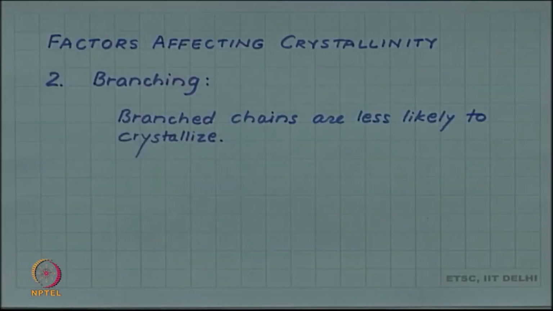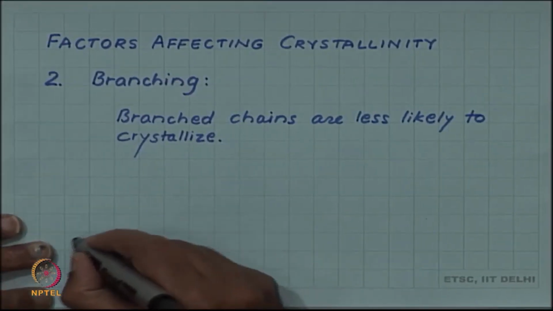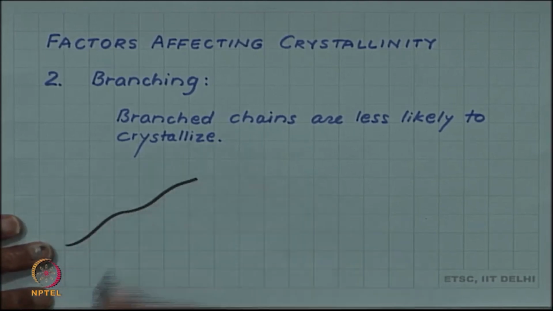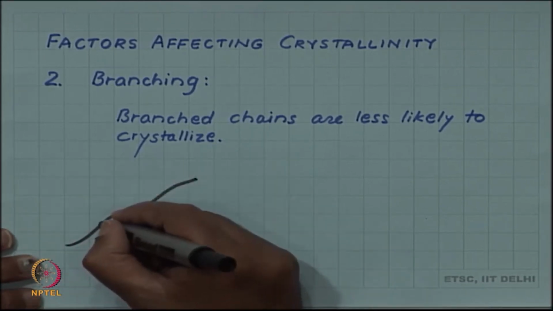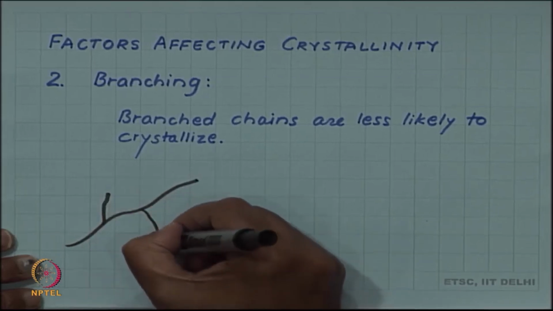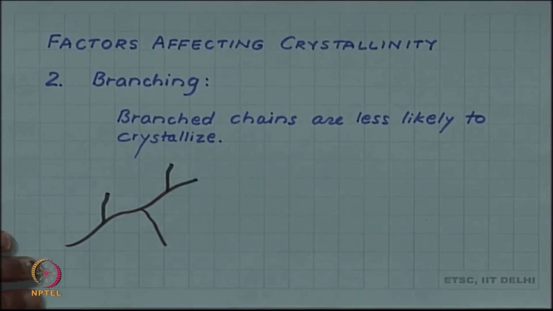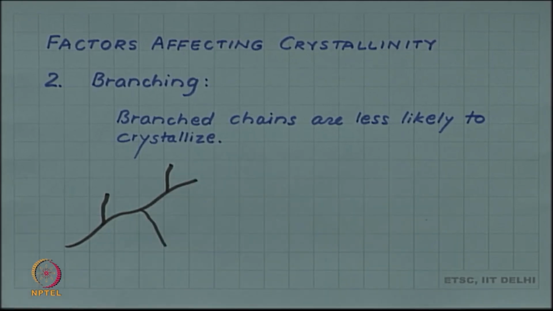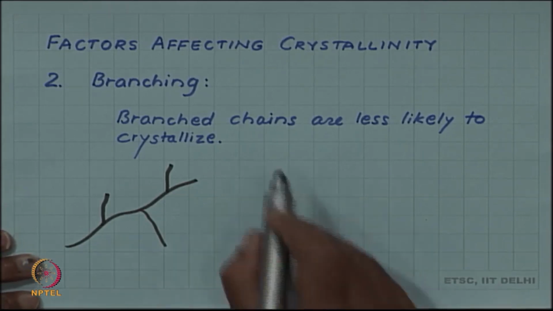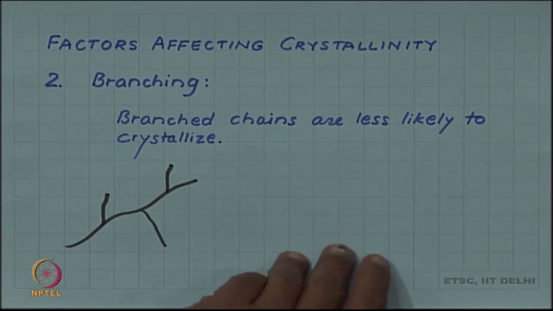Another factor which affects this is branching. If you recall, there is a polymer backbone, and on that backbone sometimes you can have side branches. We have discussed this. If you have branched chains like this, it will be more difficult to fold them and pack them periodically. So, these branches will come in the way of crystalline packing of the polymer chains. So, branched chains are less likely to crystallize.